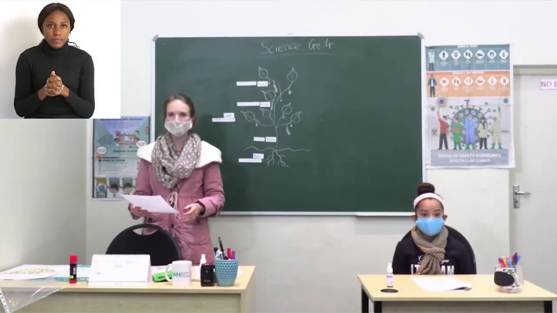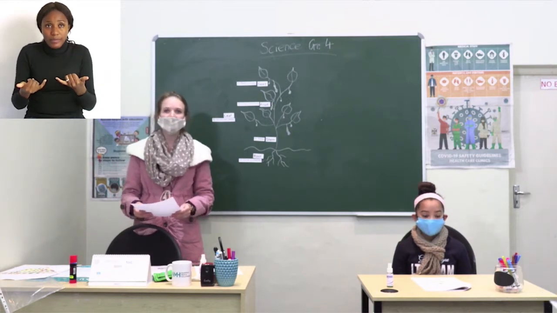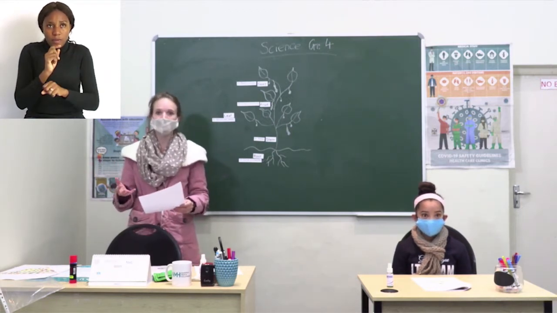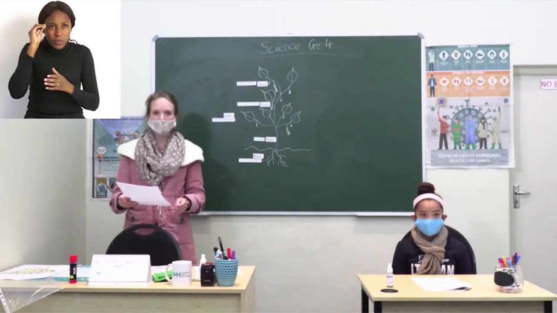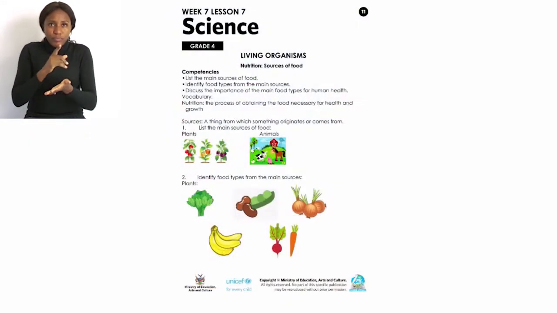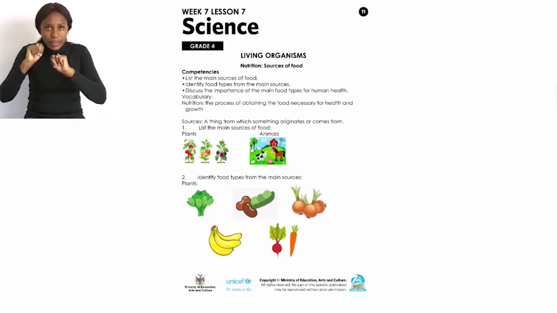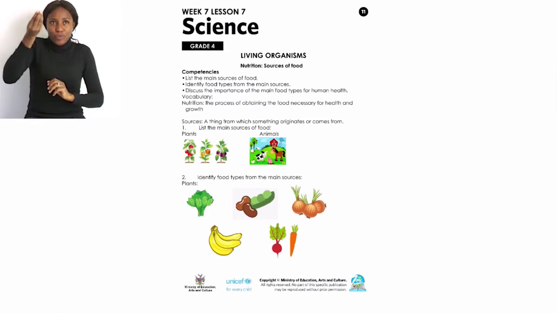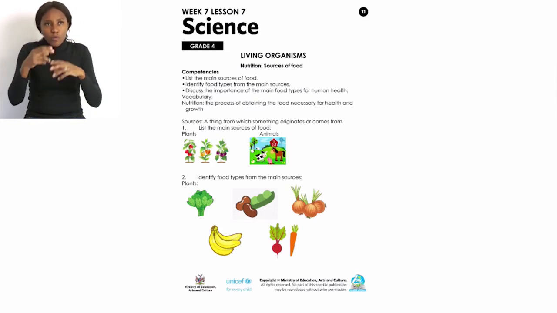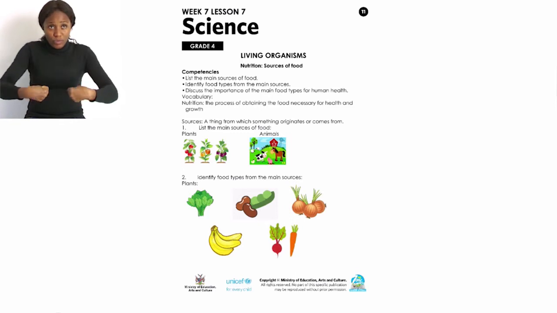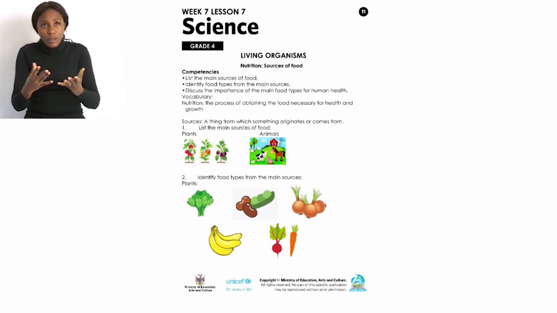Okay, good. Grade 4s. So before we start with the lesson, let's quickly take a look at some words that you guys might not know. So you can open your workbooks on page 11. Then the first word is nutrition. Okay, so nutrition is the process of obtaining the food necessary for health and growth. Okay, so you want to eat nutritious foods. The second word is source, a thing from which something originates or comes from. Okay, so the source of something is something that starts something else.